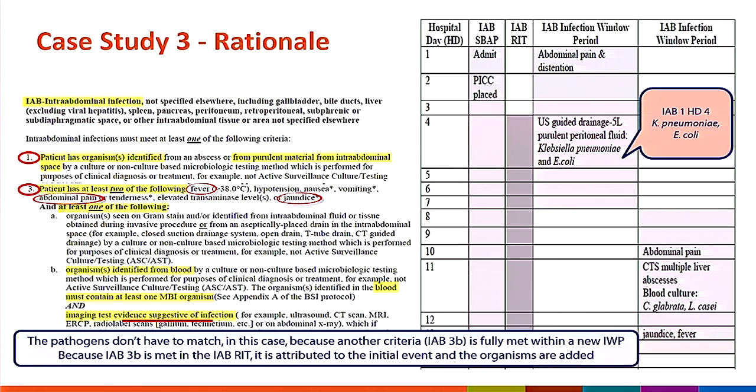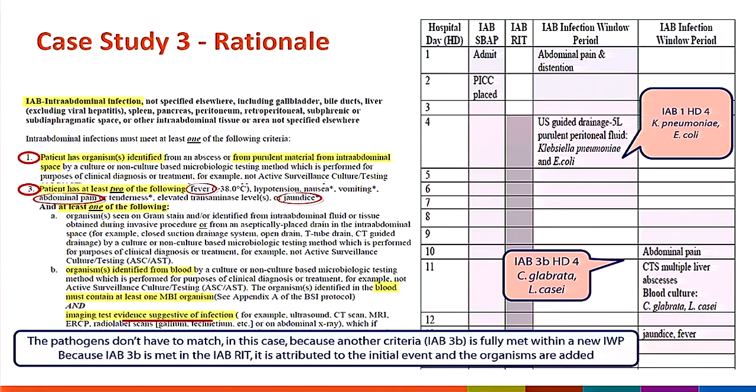And so on that date, the patient actually met IAB criterion 1, which is hospital day 4. The patient had organisms identified from purulent material from the intra-abdominal space. They did say it was purulent peritoneal fluid. Additionally, the patient had abdominal pain, and they did a CAT scan and found that the patient had some liver abscesses, and the patient also had blood cultures with 2 organisms that were different from what was identified from the peritoneal fluid.